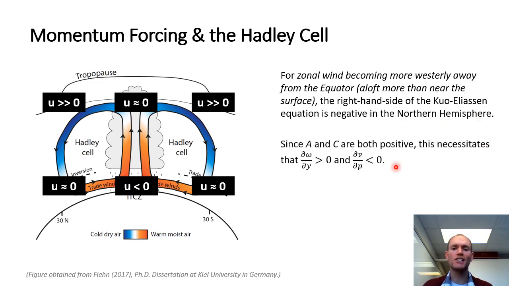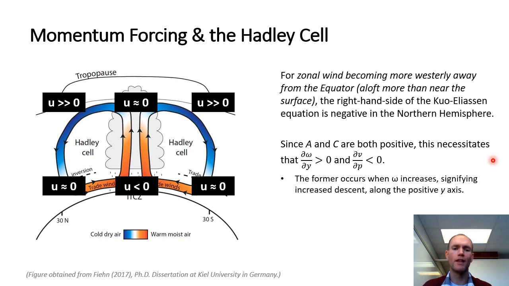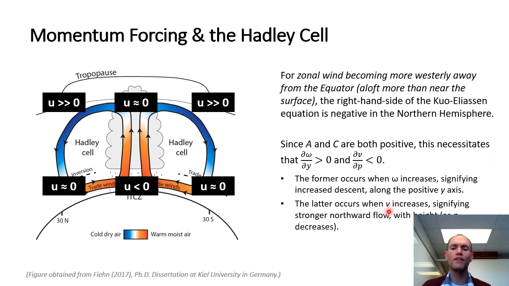So this necessitates the same sign for partial omega partial y and partial v partial p as we saw for the heating forcing. So this occurs when omega increases, going from descent near the equator to ascent at higher latitudes along the positive y-axis, and when v increases, signifying stronger northward flow aloft as compared to the southward flow near the surface. However, the difference between the heating term and this term is we're already assuming some structure to the zonal wind in association with the Hadley cell.